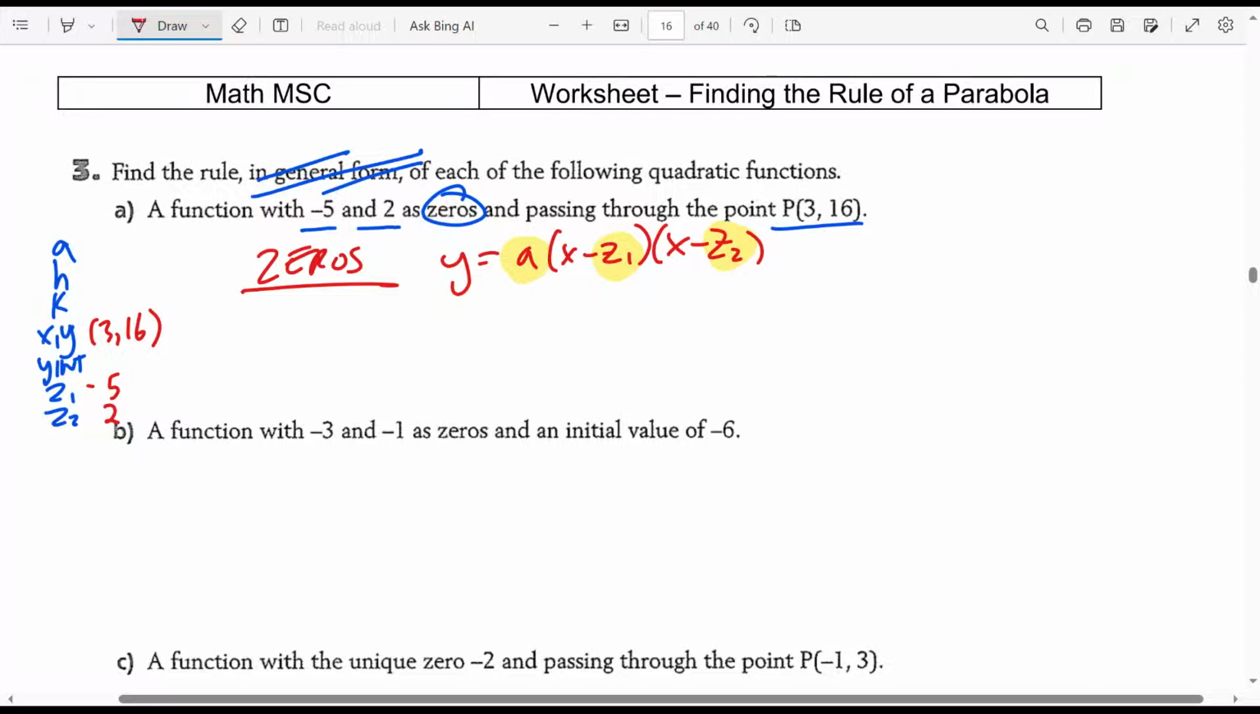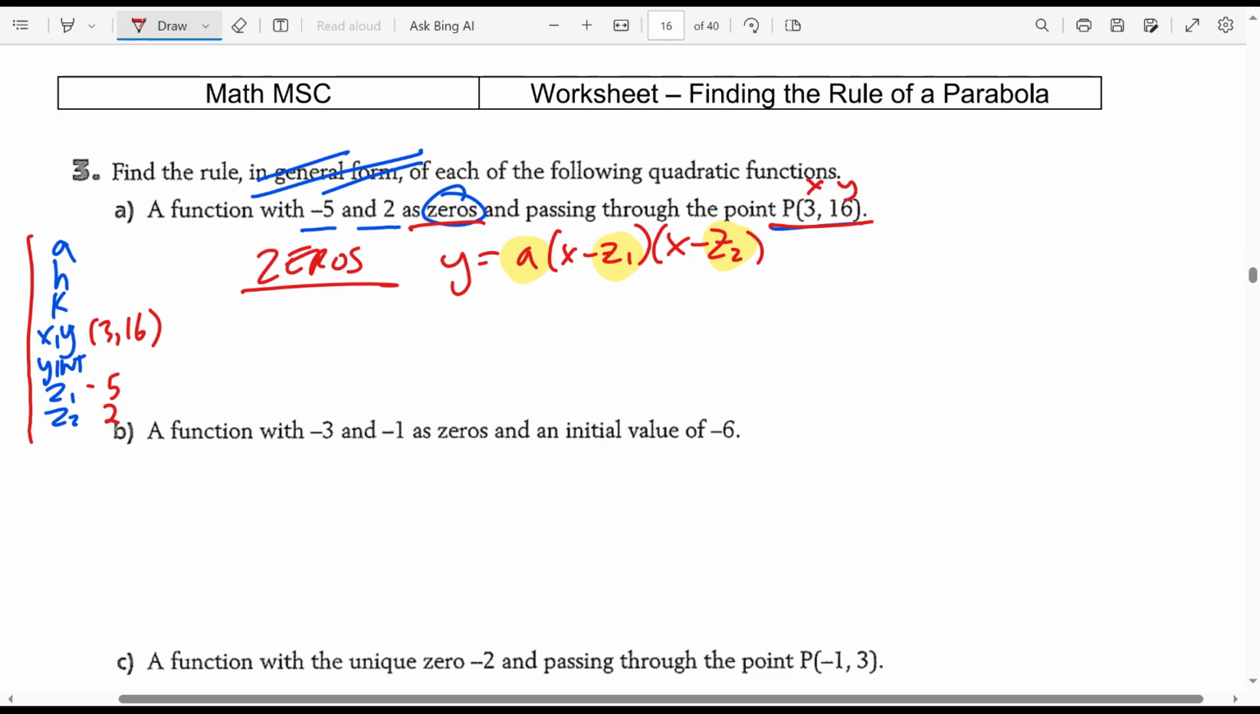All right, so really quickly, I already got this one started. Our objective isn't to get it in general form, but to just find the rule. We're going to make this list right here on the side every single time. We are going to label everything that the question gave us. And in this case, it said there were zeros, -5 and 2, and a point, 3 and 16. So that is an X and that is a Y.